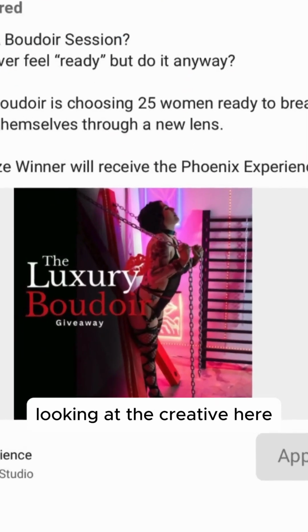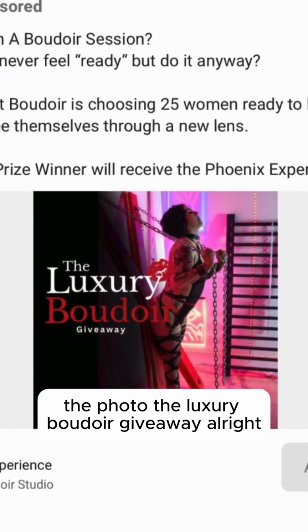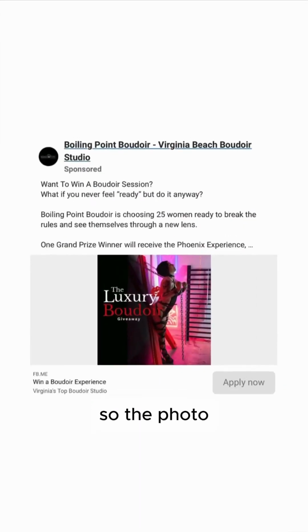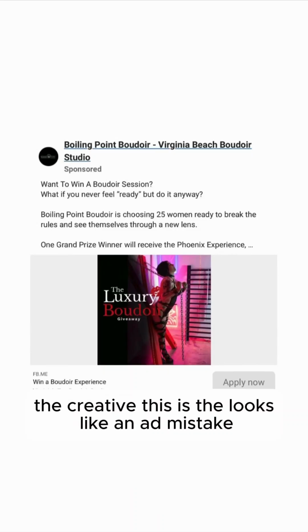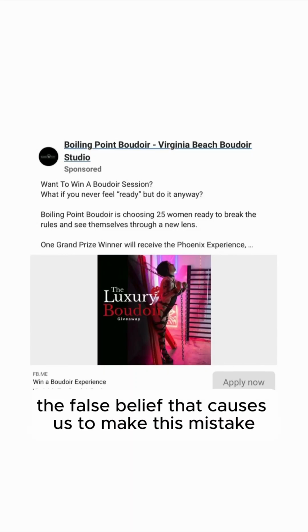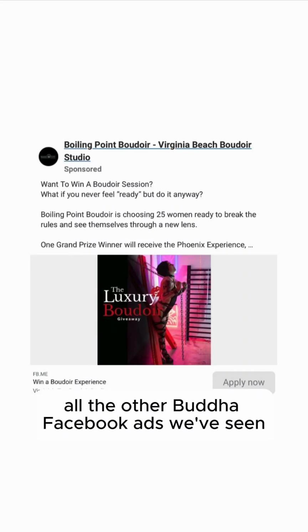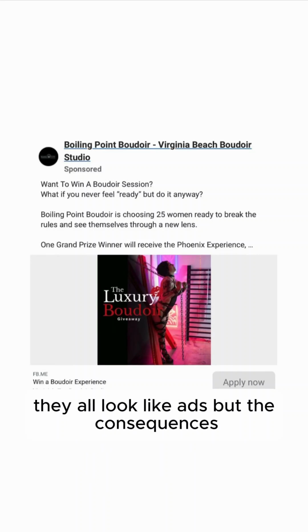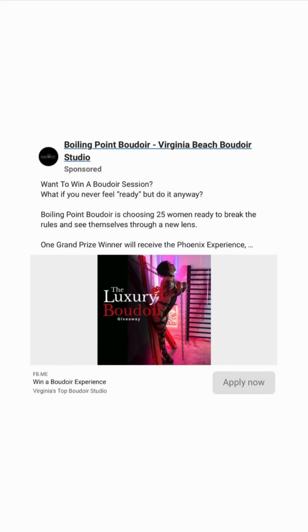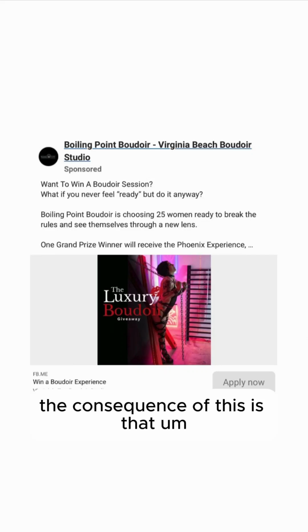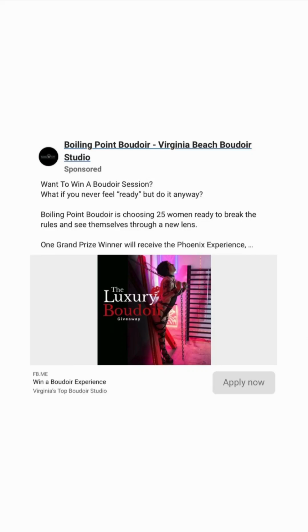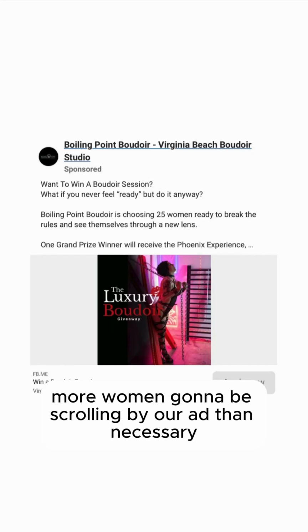Second, looking at the creative here, the photo, the luxury boudoir giveaway. All right, so the photo, the creative, this looks like an ad mistake. The false belief that caused us to make this mistake is that we believe our boudoir Facebook ad should look like an ad because that's what all the other boudoir Facebook ads we've seen look like. But the consequence of this is that way more women are going to be scrolling by our ad than necessary.